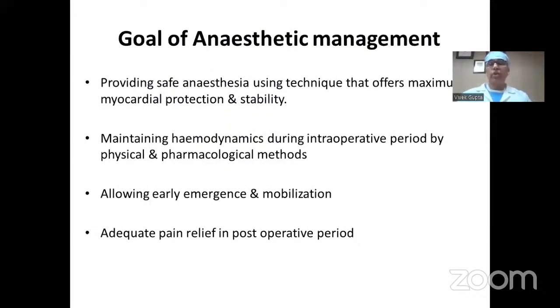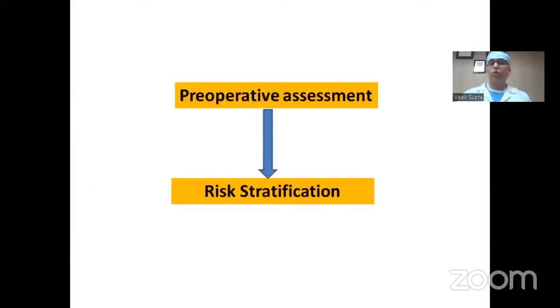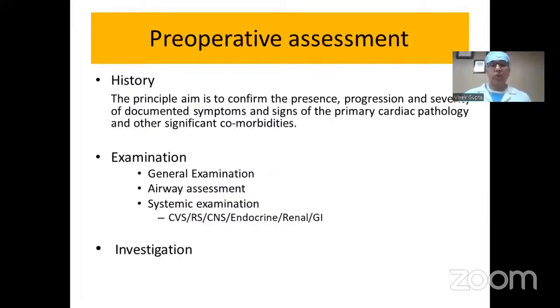So basically, what are our goals as an anesthesiologist? We must provide a safe anesthesia using a technique which offers the maximum myocardial protection and hemodynamic stability. We try to stabilize hemodynamically throughout the procedure by using physical and pharmacological methods. We allow an early emergence, fast-track extubation, and we ensure that we are giving adequate analgesia in the post-operative period. So a pre-operative assessment will guide us about the risk stratification so that we can explain the perioperative, intraoperative, and post-operative risk to the patient.